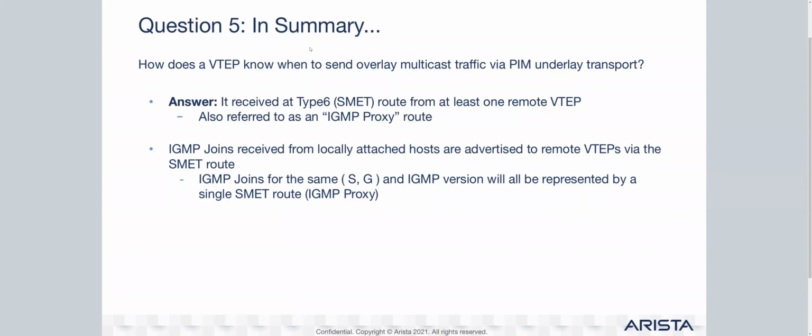All right, so one more time, the VTEP with the locally attached sender in VRFA only knew that it needed to send that overlay multicast feed, VXLAN encapsulated into the underlay, because it received an SMET route that indicated there was one or more receivers behind remote VTEPs for that group.